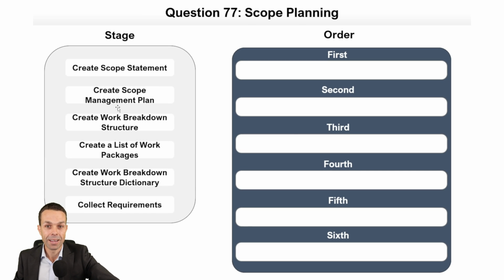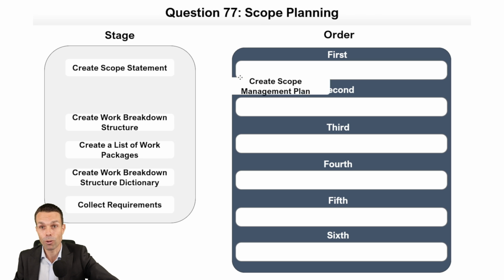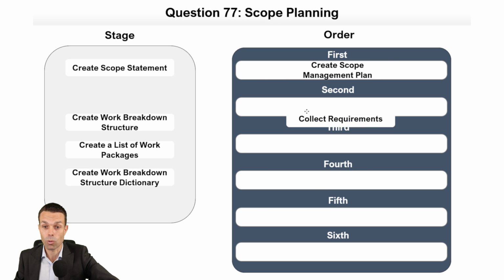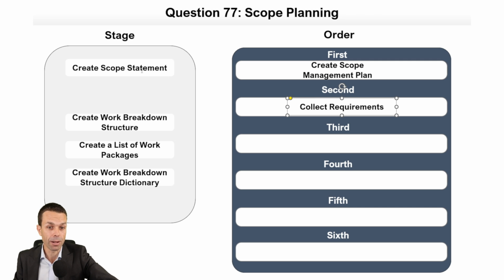Now, how do we plan scope? Let's have a look here. First thing we always do in any situation is create our plan for how we're going to manage it. So we create our scope management plan. Now, the next thing we need to do is collect the requirements, or elicit or gather the requirements from our stakeholders or customers, so that we know what they want and what we need to deliver. Then, what do we need to do next?